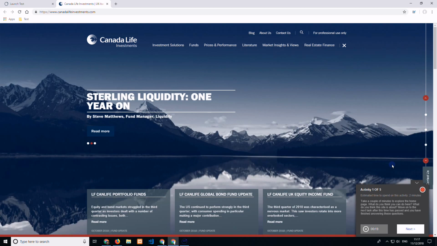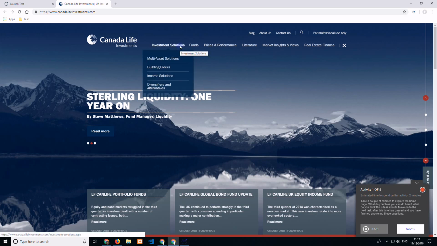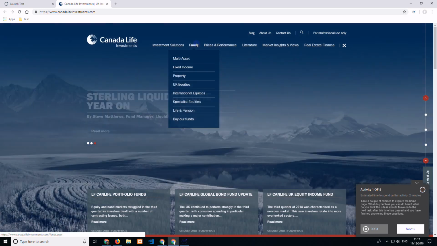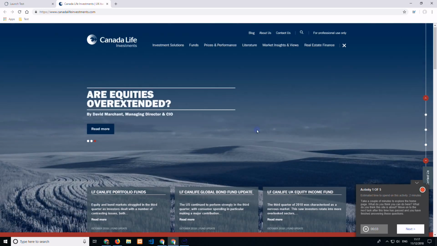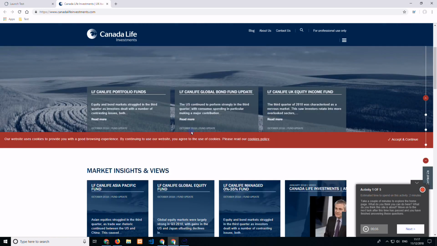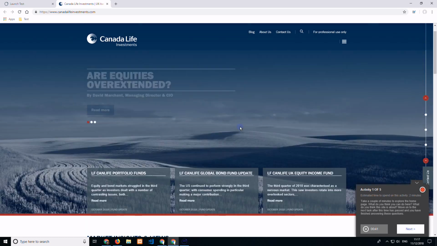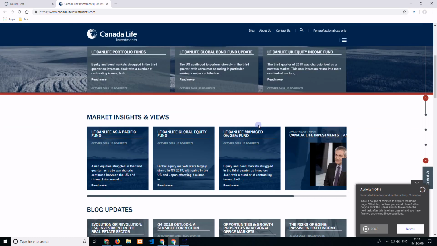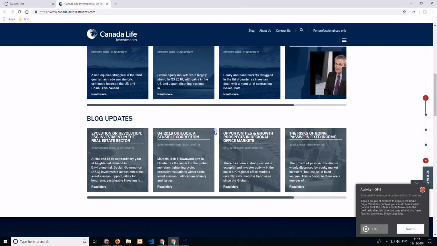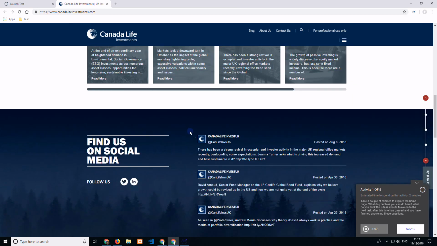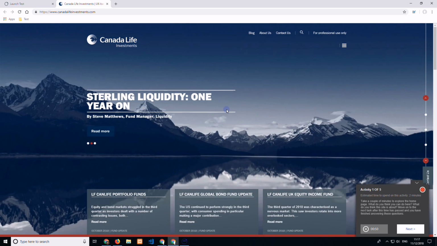So, Canada Life investments. Okay, so some sort of financial investment company. Over their solutions. They've got funds. They've got the cookies there. Accept that. So Canada Life is some sort of investment company. So yes, if you've got some money you want to invest in certain investment products, presumably you can do it here.